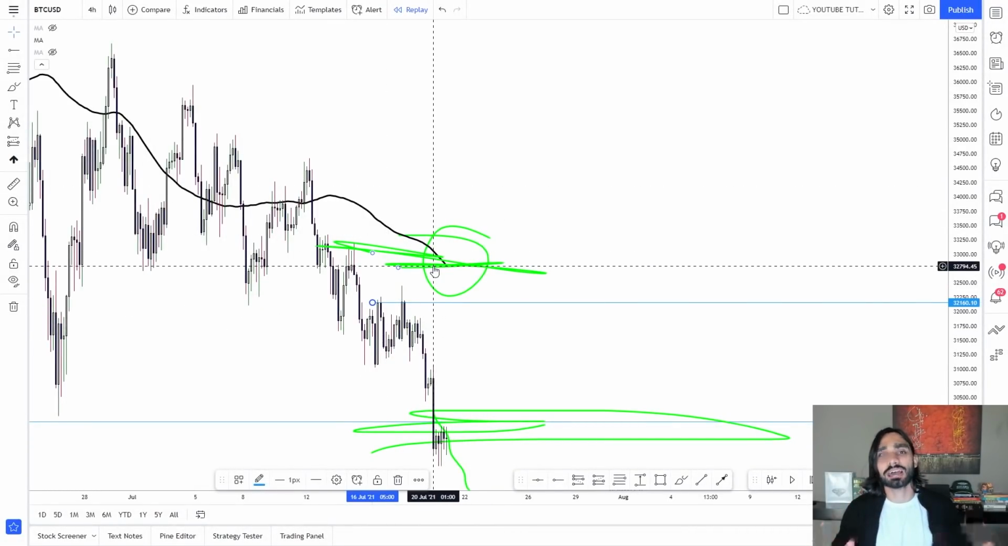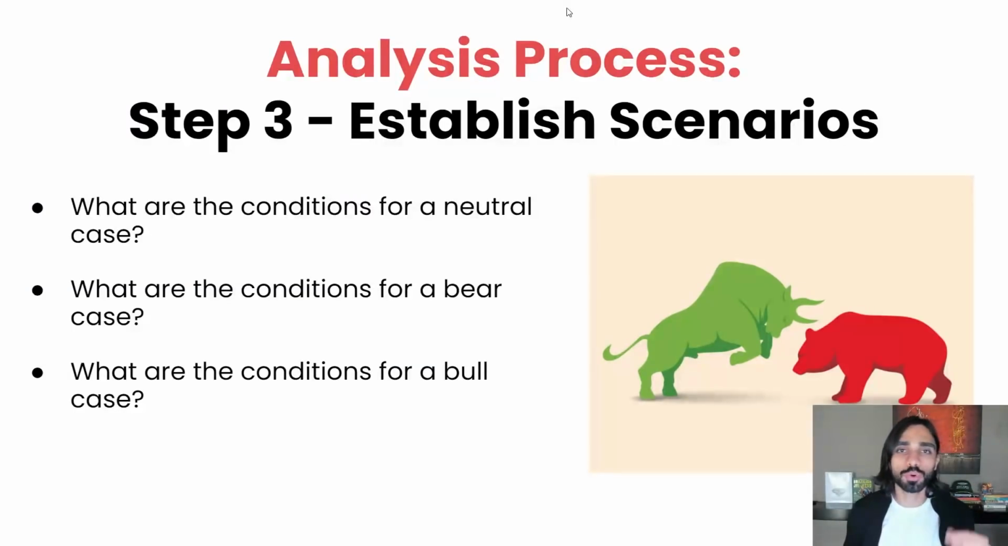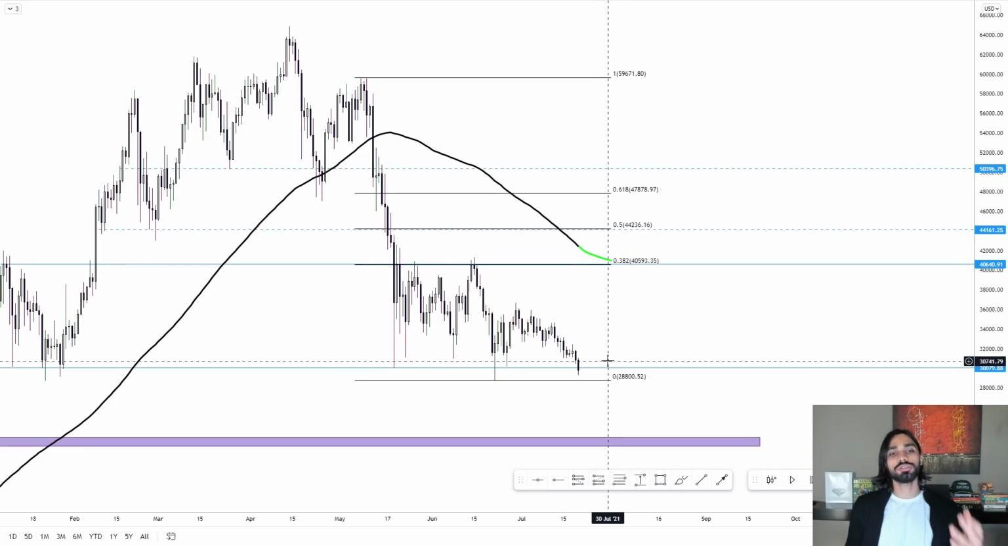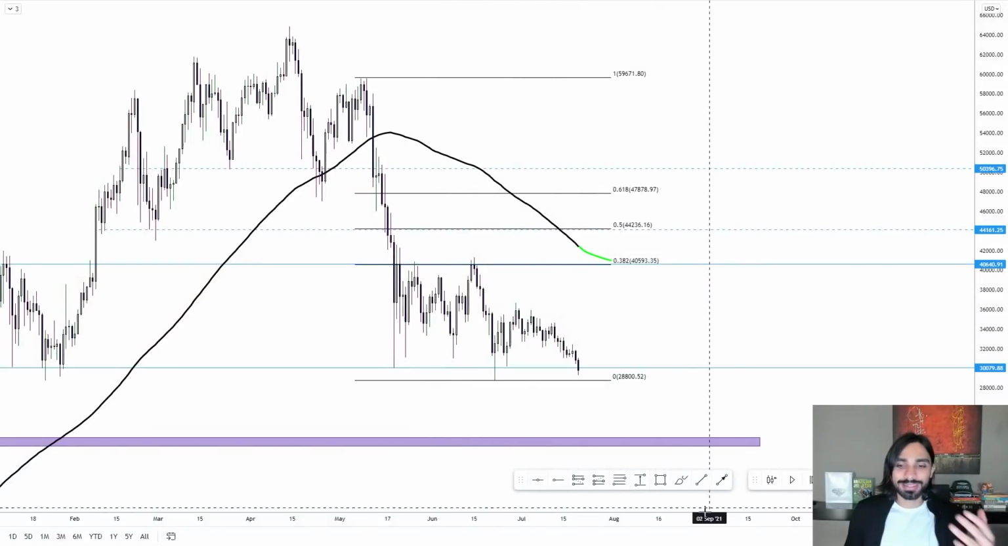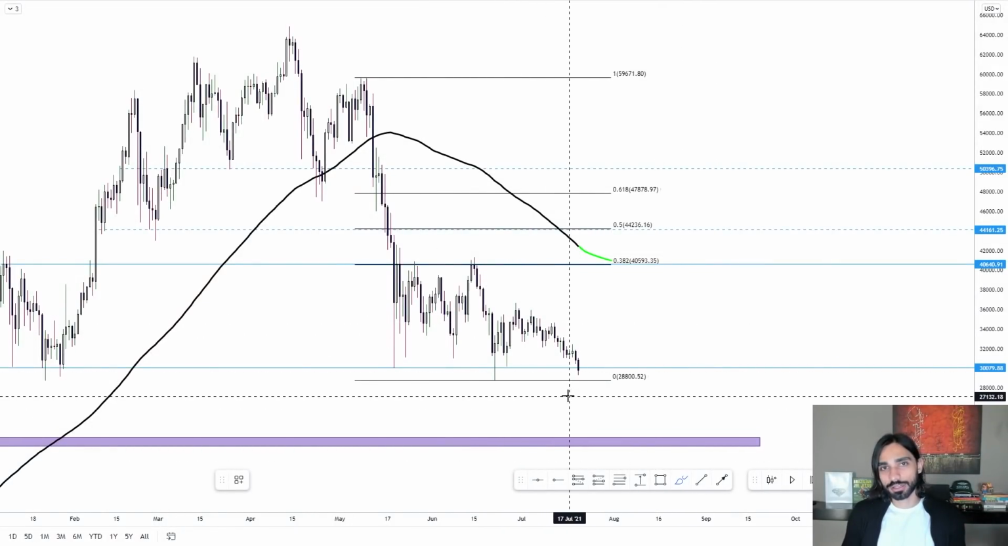Whatever it is, you need to have your conditions. These are going to be mine for this. And finally, what are the conditions for our bull case? Over here, because the macro is bear, we need a significant shift to consider the bull case.